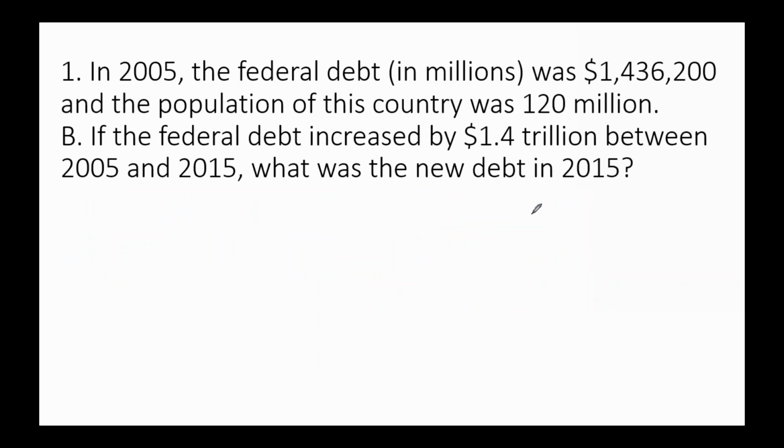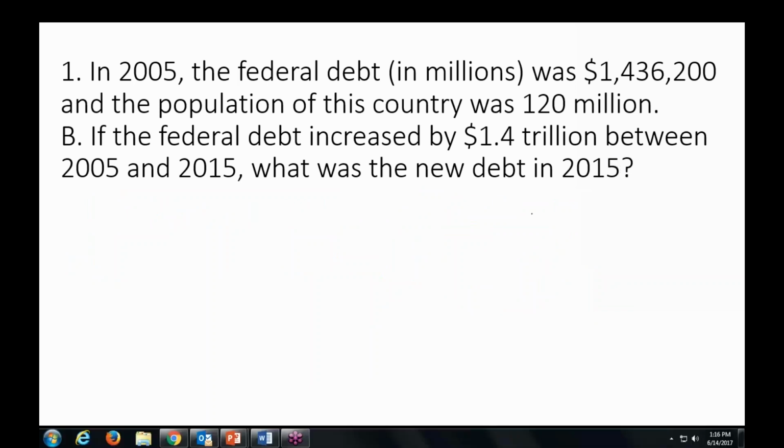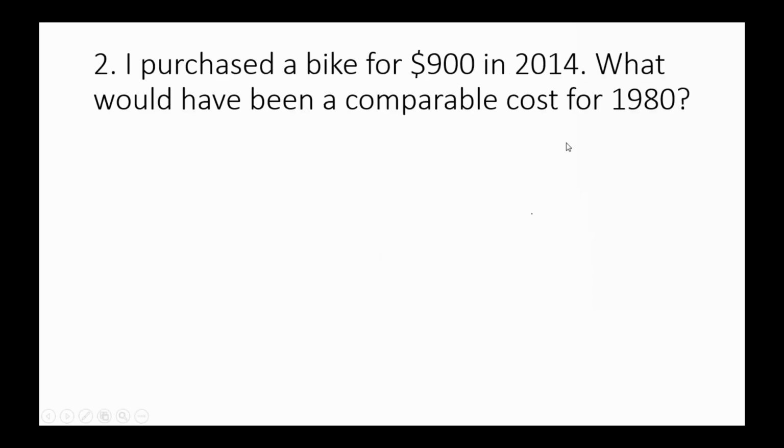Let's now go to, there we go, Consumer Price Index. Okay, so Consumer Price Index, I talked about it a little bit, being the price of goods and services that you and I purchase, right, and the inflation as it goes up. So, question number 2. And this is where you're going to need page 44 in your packet. I purchased a bike for $900 in 2014. What would have been a comparable cost for 1980?